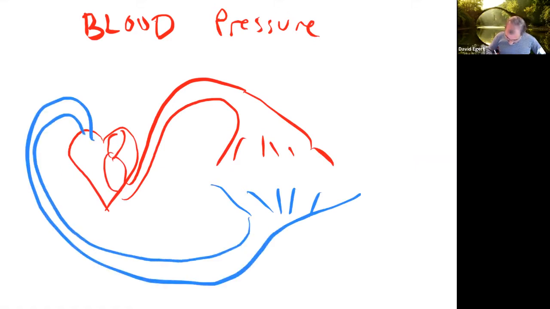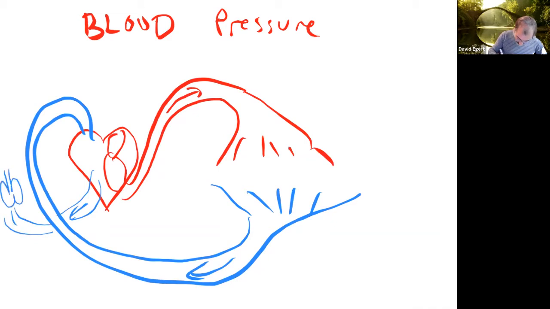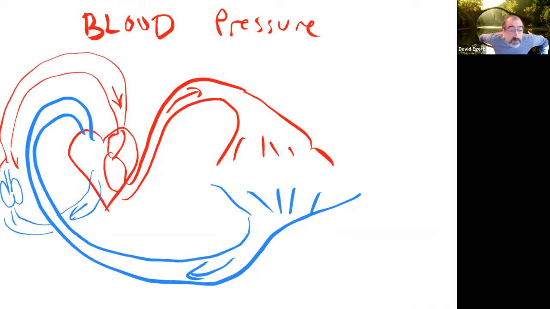Here I'm drawing the systemic circuit. Obviously, there's the pulmonary circuit on the right side of the heart as well. Maybe I could just draw that briefly. So this is the pulmonary and systemic circuits here. And again, pressure is what is keeping the blood flowing.